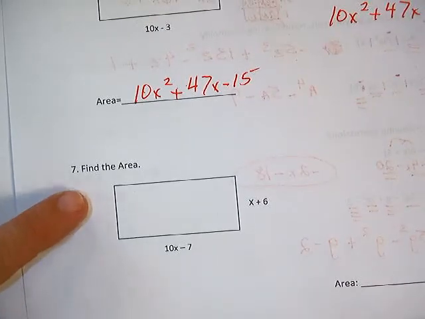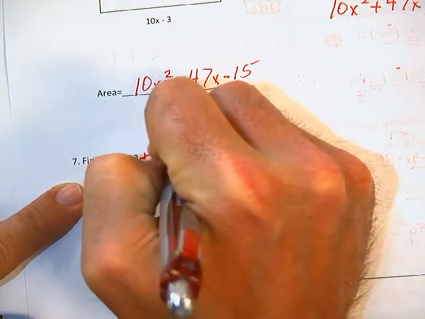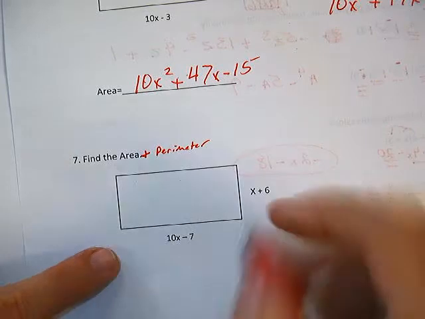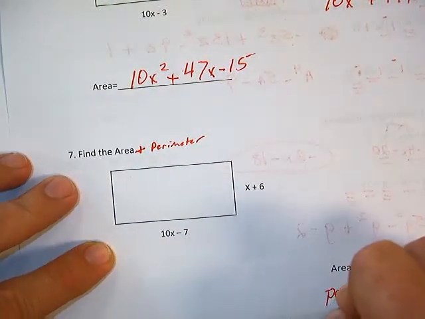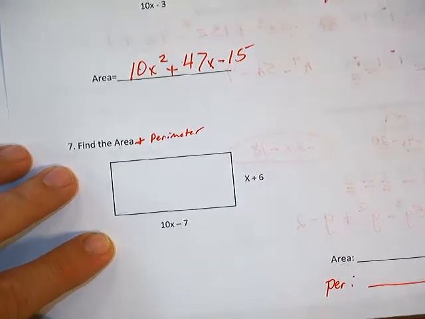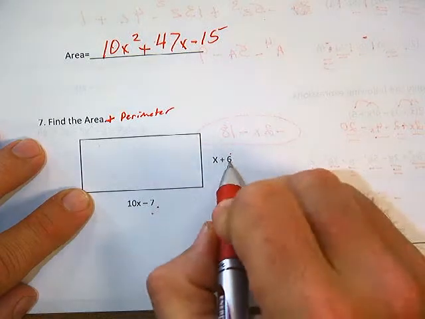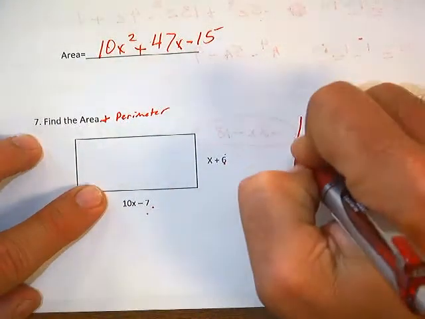Okay. Now, go ahead and add this just to get used to it. I want to find the area and perimeter. Okay. So, find the area. We're going to multiply 10x minus 7 times x plus 6, just like we did up here. Use the box method.